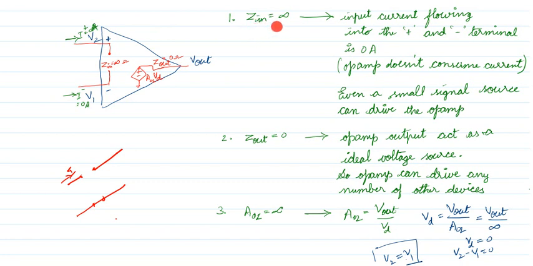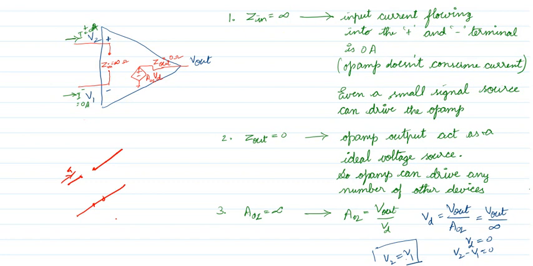Since the impedance is infinite, the input current flowing into the plus terminal, the non-inverting input, and the minus terminal, the inverting input, is 0 amps. I plus is equal to 0, I minus is equal to 0. Look at it: the op-amp doesn't consume current. The current flowing into the op-amp is 0. So what is the importance of this? Even a small signal source can drive the op-amp. That is the importance of input impedance being infinite, right?